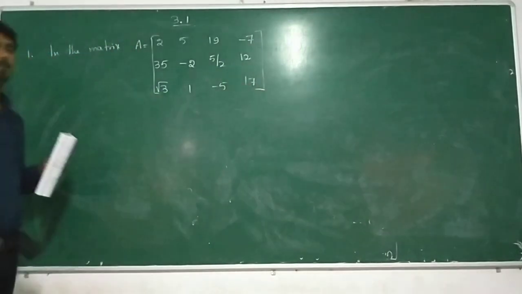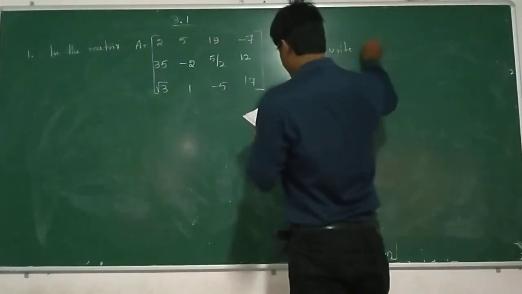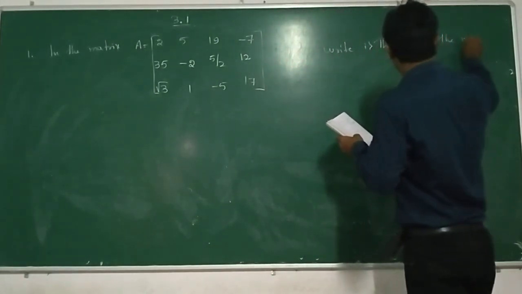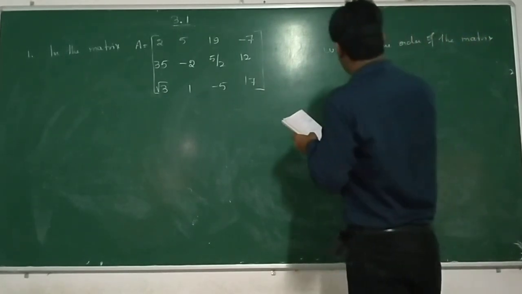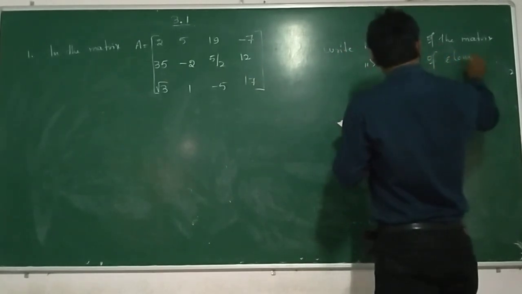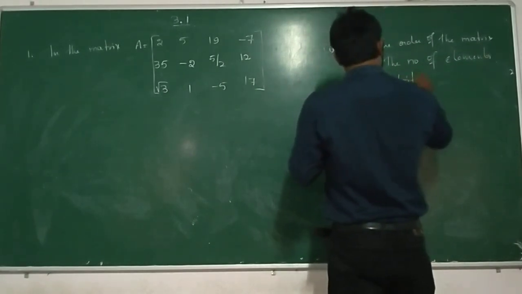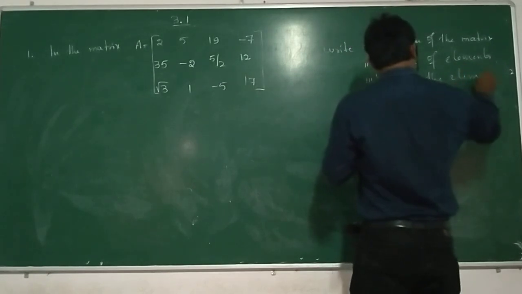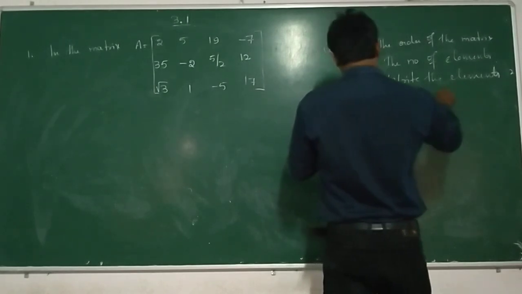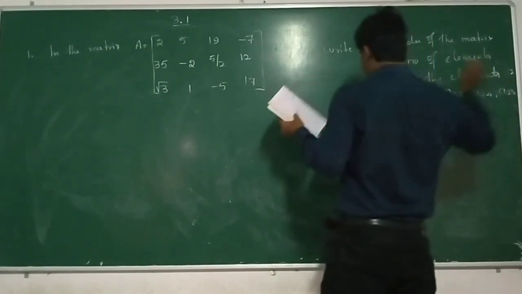So we are given matrix A. What are we asked? Write, first bit, the order of the matrix, second bit, the number of elements, third bit, write the elements A13, A21, A33, A24, A23.